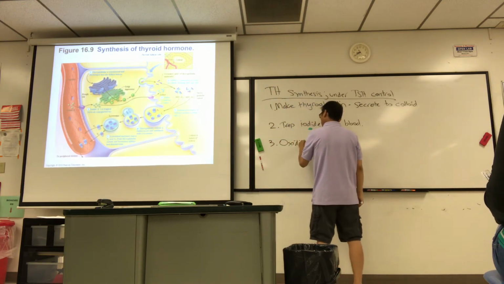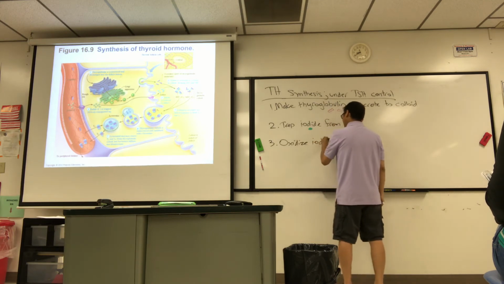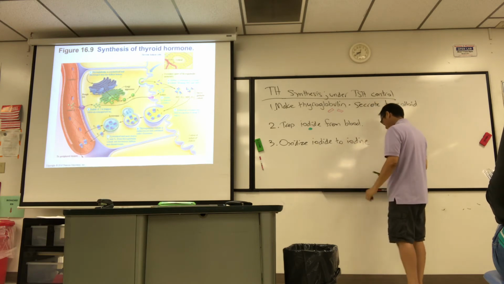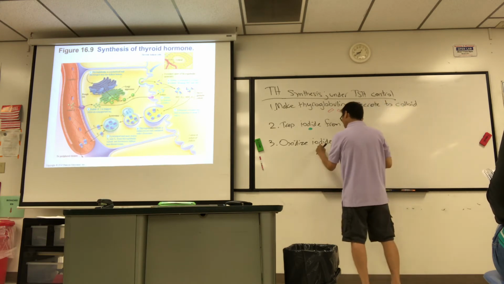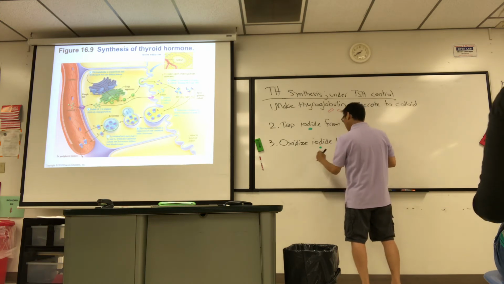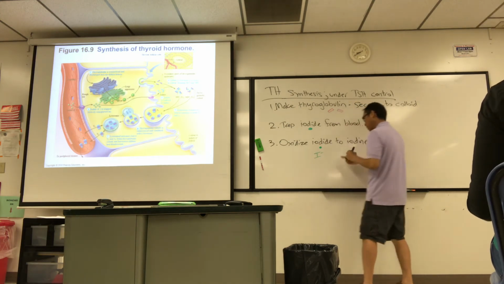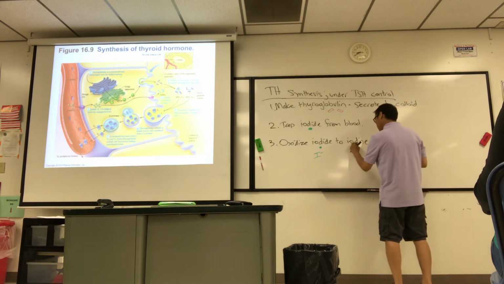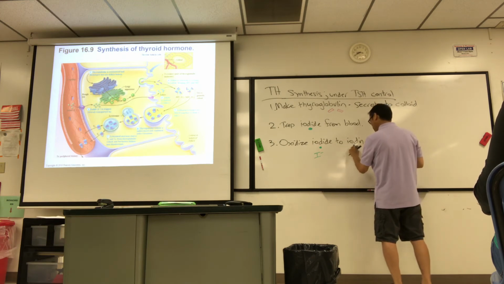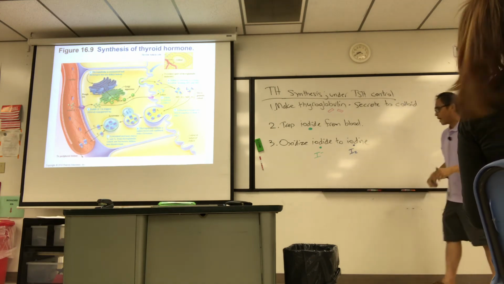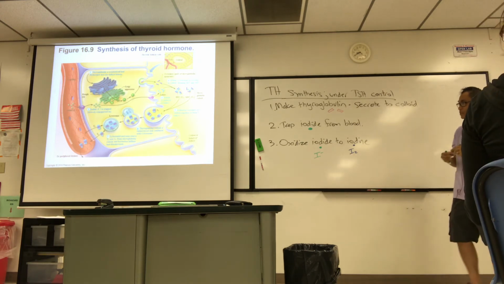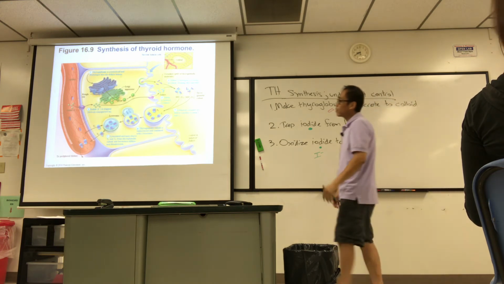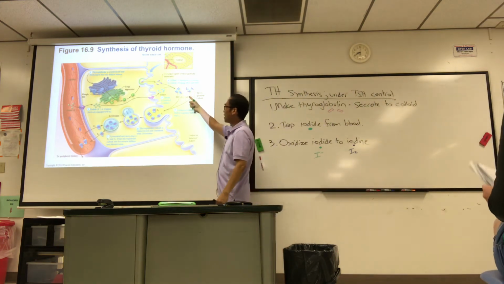Oxidize iodide to iodine, from green. Iodide, I think the correct molecular formula is I with a negative charge. Iodine is I2. That is what you can attach to the tyrosines there. So that's step 3. That's what you do in step 4. In step 4, iodine is attached to what they call DIT and MIT.